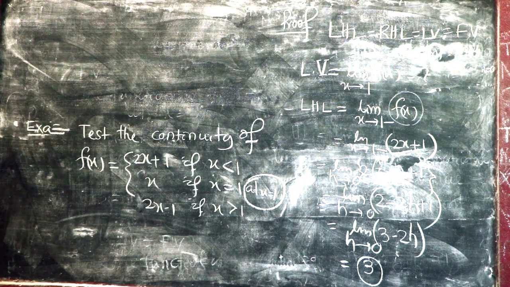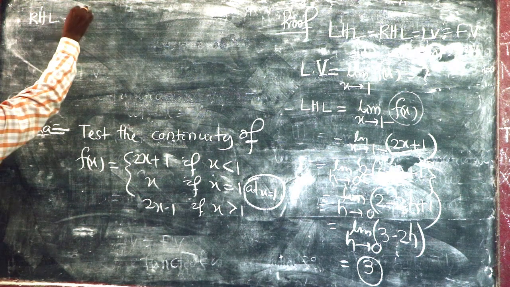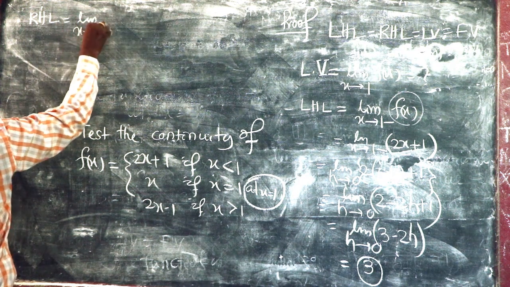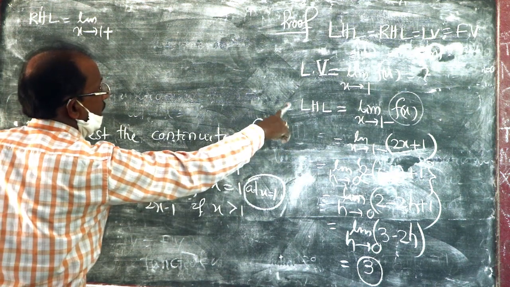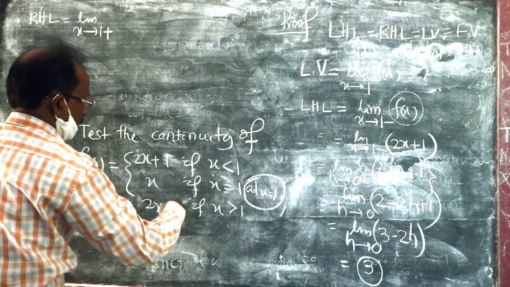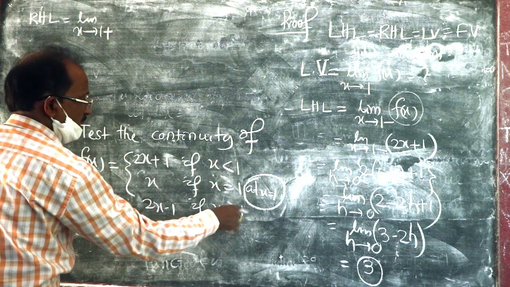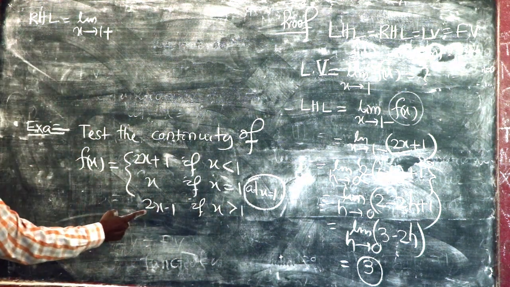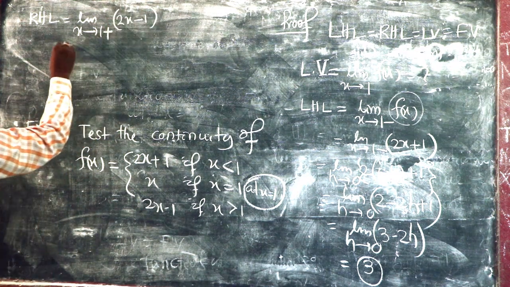Then right hand limit. RHL is equal to limit x tends to 1 plus. In order to take the right hand limit, we have to take limit x tends to 1 plus. 1 plus means greater than 1. Greater than 1 condition, function is equal to 2x minus 1.